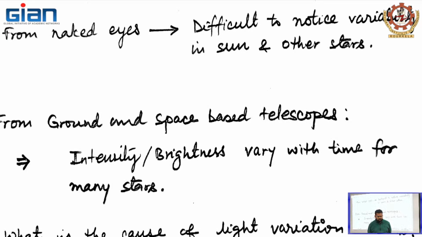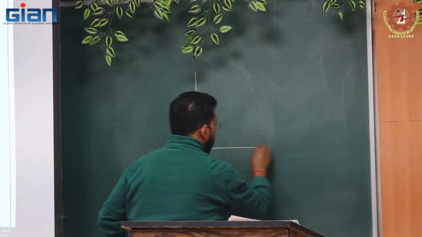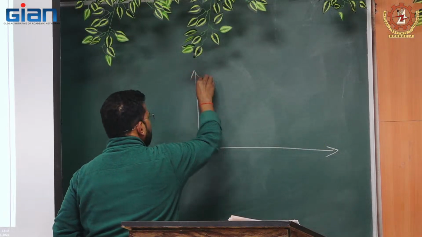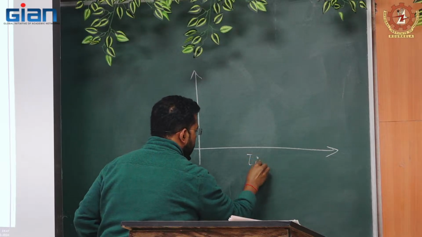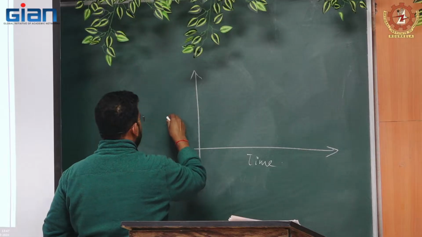What we see now in this case, many stars show change in their brightness profile. So what does that mean? It means if you monitor the flux which is coming from the star, if you convert the flux into the brightness or into luminosity, and you try to plot as a function of time, let's say on the x-axis we have time, and on the y-axis we have, let's say, brightness.